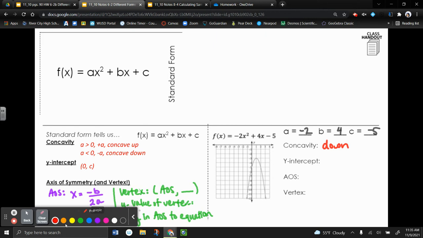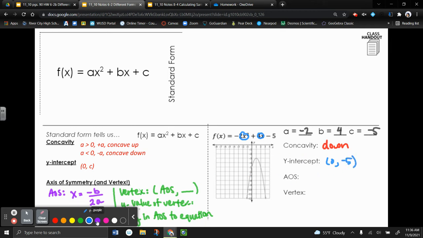For our y-intercept, we are going to look at the value of c. The other thing we can think about is if we plug in 0 to this equation, this becomes 0, this becomes 0, and we're just left with negative 5. So that's why it's going to be 0, negative 5. It's our y-intercept.